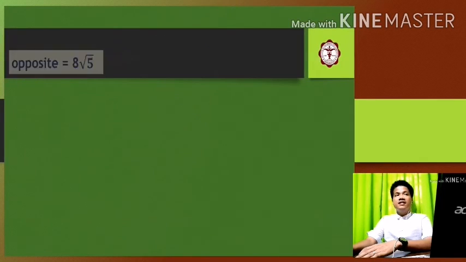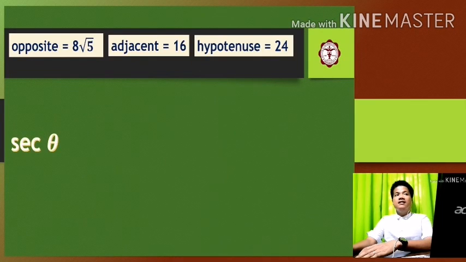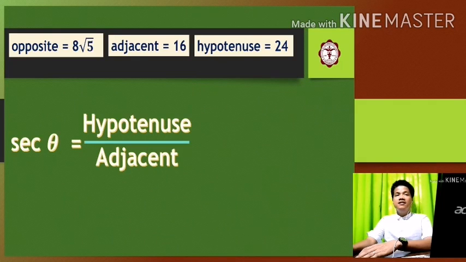Next to cosecant theta, we will now discuss secant theta. Secant theta, with the given formula, hypotenuse side over adjacent side. So we will have 24 as our hypotenuse and our adjacent side, which is 16. By simplifying, we will have 3 over 2.